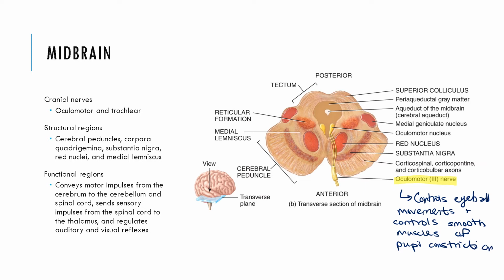And then the other cranial nerve that is associated with the midbrain is the trochlear nerve, which you can't see on this picture, but it's also labeled up here. But we'll just write this one down here. Sorry, trochlear nerve, which is the fourth cranial nerve. And this nerve provides motor impulses that also control the movements of the eyeball.